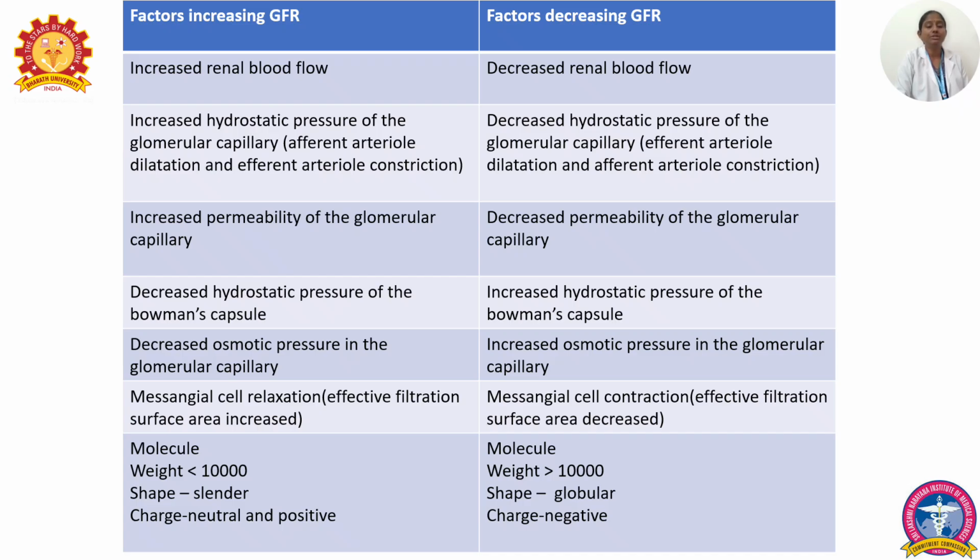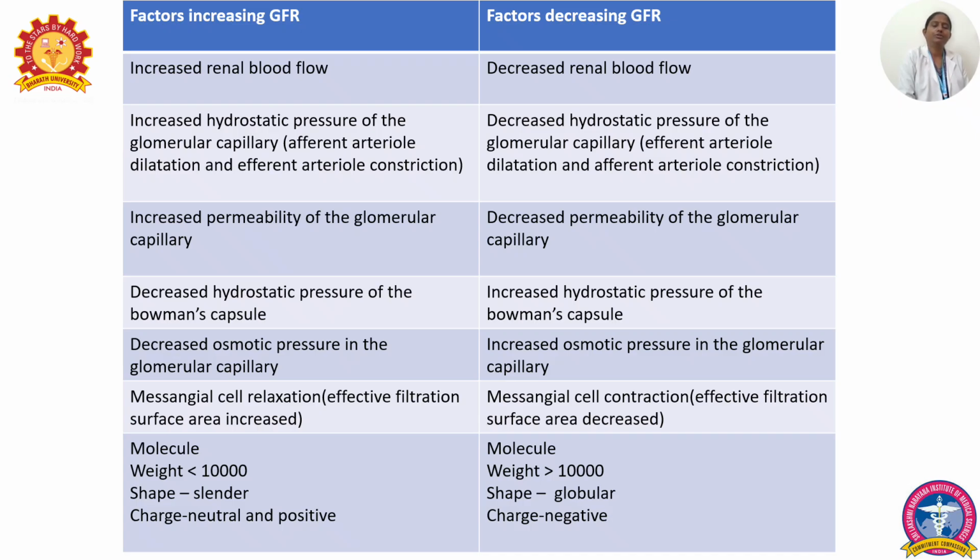Then comes the hydrostatic pressure of the Bowman's capsule. See, it is in the opposite direction now. When the hydrostatic pressure in the Bowman's capsule, that is in the ultrafiltrate, is higher, what happens? It will oppose the filtration. So whenever there is an increase in the hydrostatic pressure of the fluid inside the Bowman's capsule, it decreases GFR. On the contrary, whenever that hydrostatic pressure is lower, it will increase the GFR, because it is the opposing force. When the opposing force is not so strong, GFR is increased. When the opposing force is very strong, the GFR decreases.